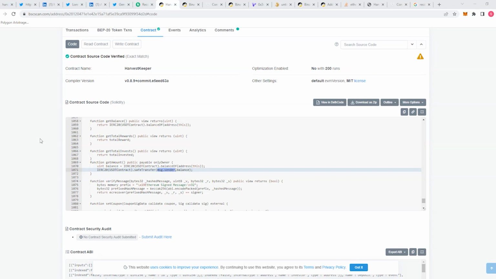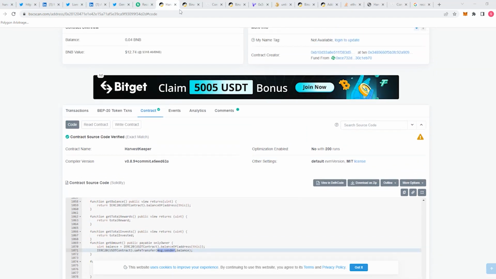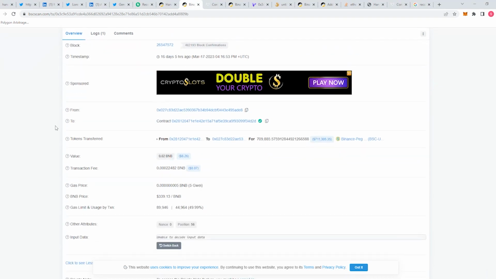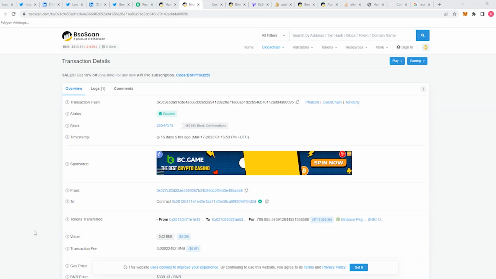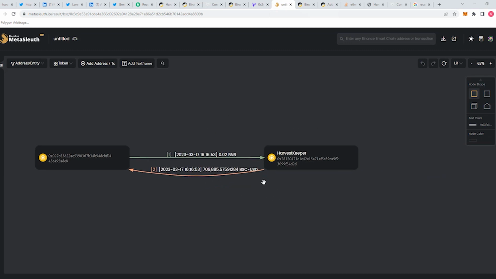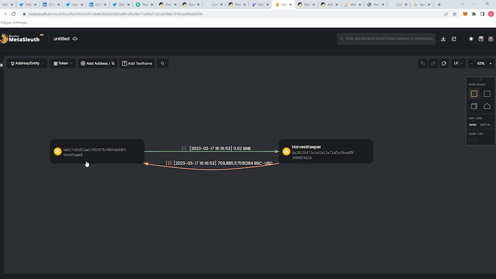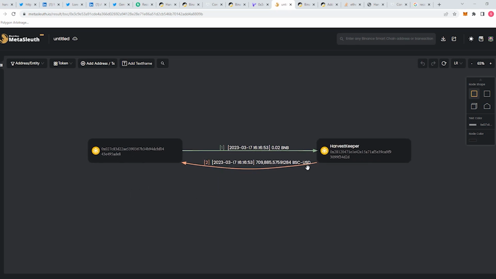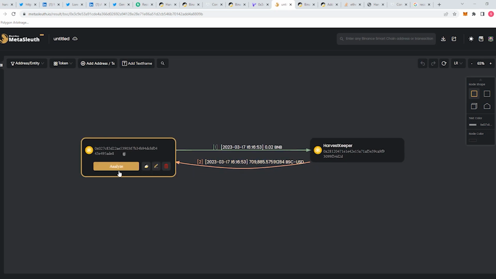Let's go back to the transaction and see if we can see where this went. So back in the transaction, it was called from this address to the contract. Tokens were transferred from this contract to this address. So we're going to copy the transaction hash here, and we're going to go to MetaSleuth. You can see here, when you put in this transaction, this is what you get. So let's click Analyze and continue to chase this down. You can see this is the transaction where they stole nearly $750,000 USDT.